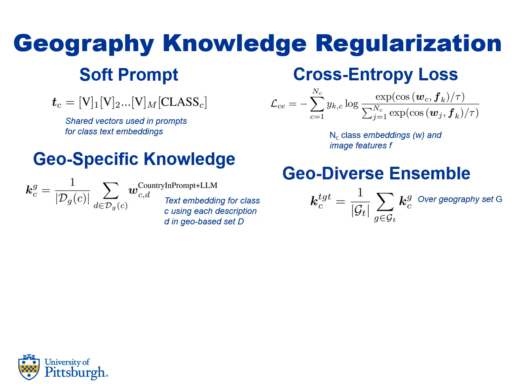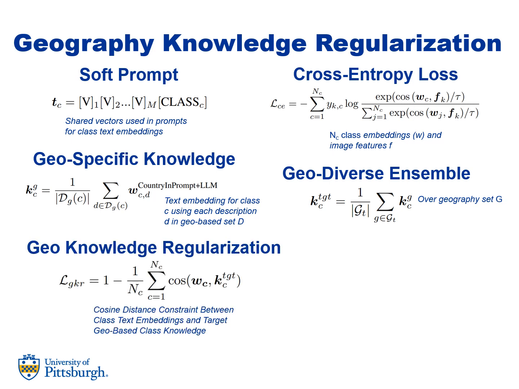Fourth, using a set G of regions, knowledge is ensembled to create a regularization target embedding. Fifth, we define an auxiliary loss that enforces a cosine distance constraint between ensemble geo knowledge and the learned class embeddings. The overall loss with this geo-knowledge regularization is shown here.